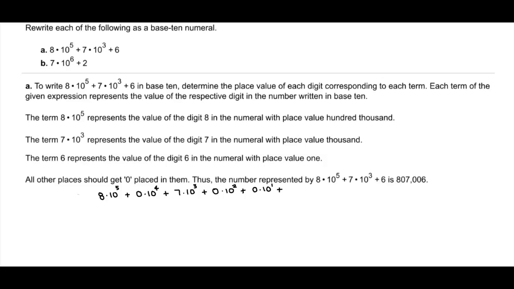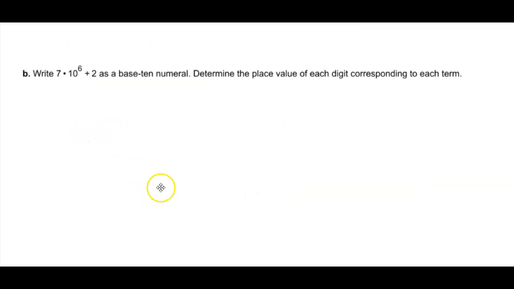And that's plus 6 times 10 to the 0 power, because 10 to the 0 power is the same thing as 1. So therefore, you're going to see the following. We have 8, and we have our 0, 0, 7, and then 0, 0, and then 6. Okay, now let's take a look at part B.